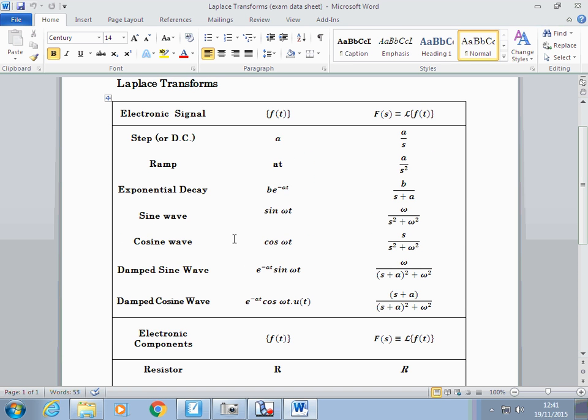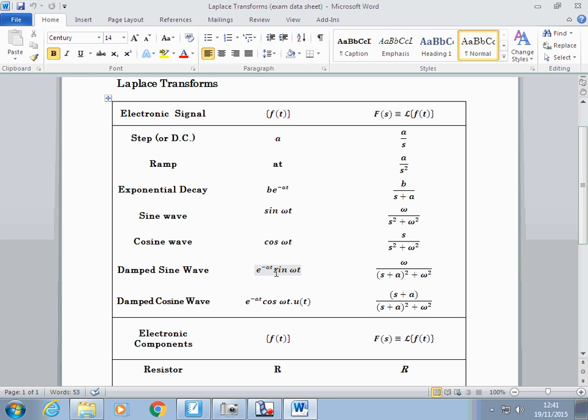The top one is giving us, first of all, what some inputs might be, step or ramp, and what they transform into. And then the bottom ones, the exponential decay, the sine, cosine, damped sine and cosine waves, are the sorts of transforms we might end up with, that we then will be able to say, well, if I have a transform like that one, for example, it will be this sort of output.